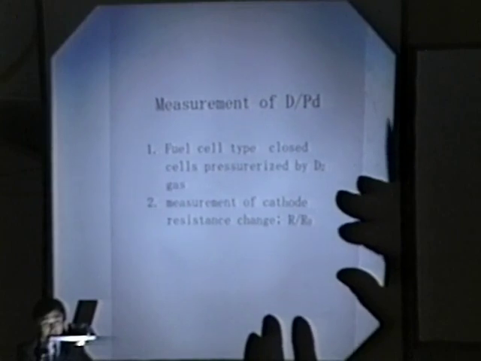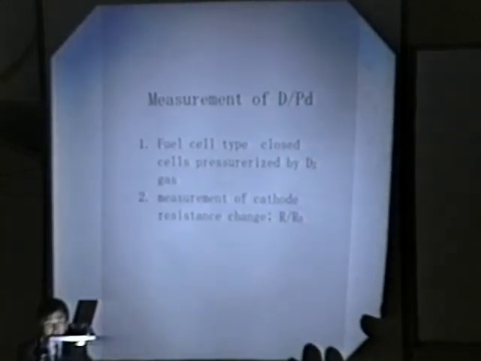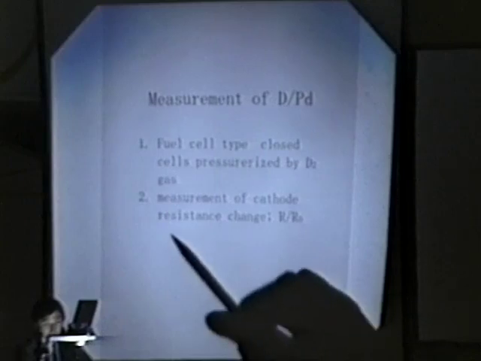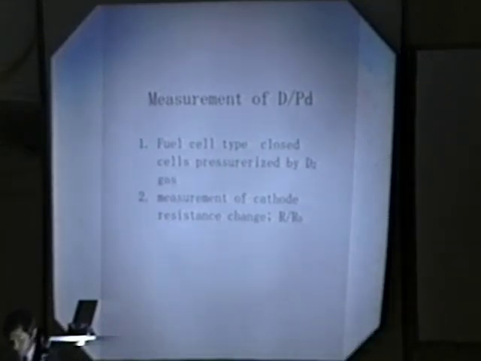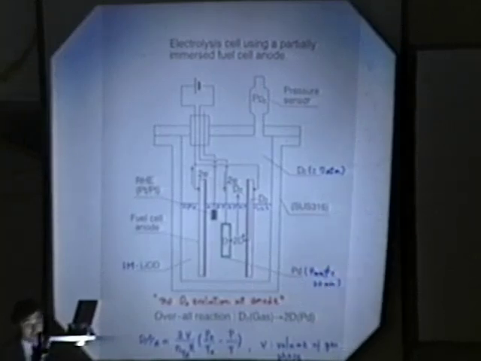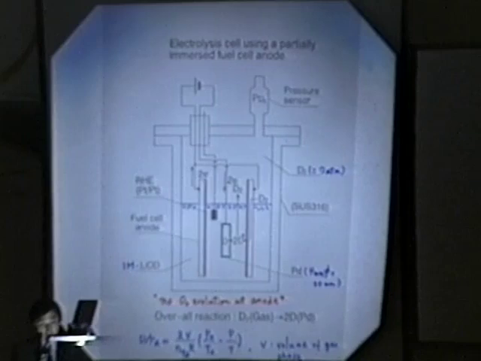But before going through all those data, I'd like to just remind you of very basic things like measurement of D over Pd under in situ conditions. First of all, the fuel cell type closed cell, which we developed, and also the measurement of cathode resistance change, which has been heavily employed by the group at SRI. And to remind you, this is our schematic diagram to show how we can determine the cathode loading under in situ conditions by using fuel cell anode partially immersed in the electrolyte. But I don't have time to explain this one again.